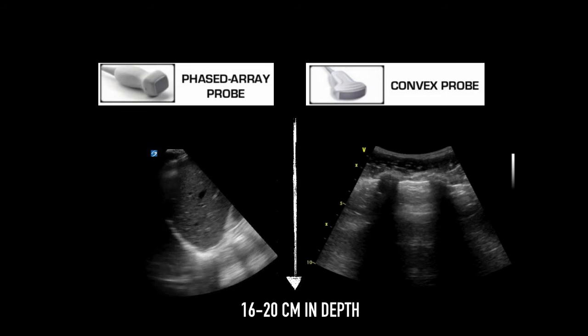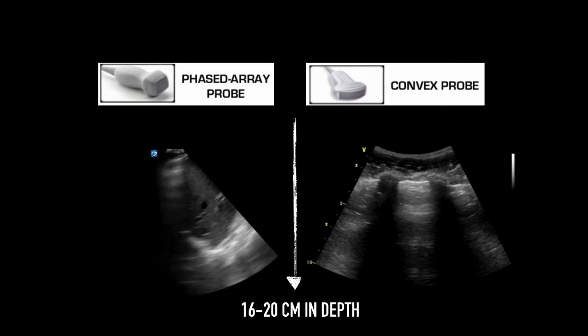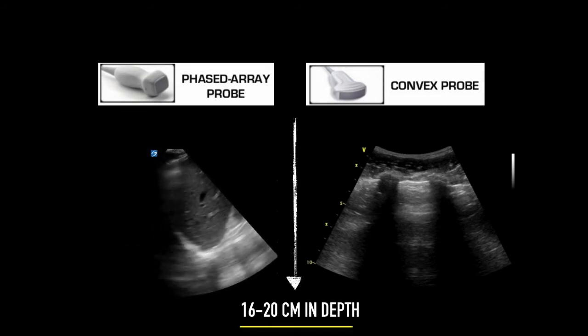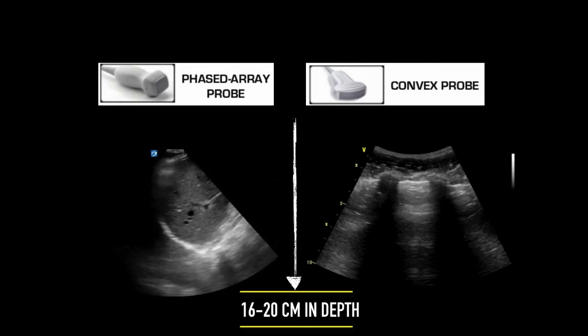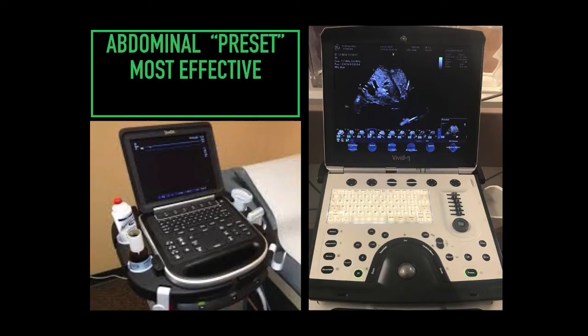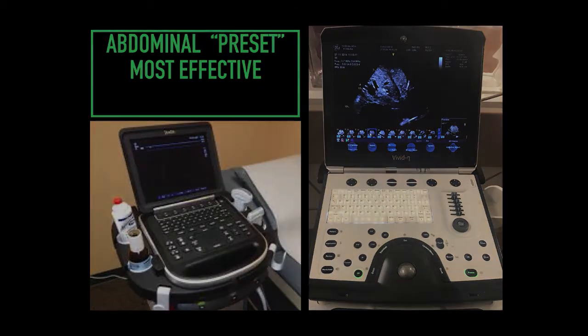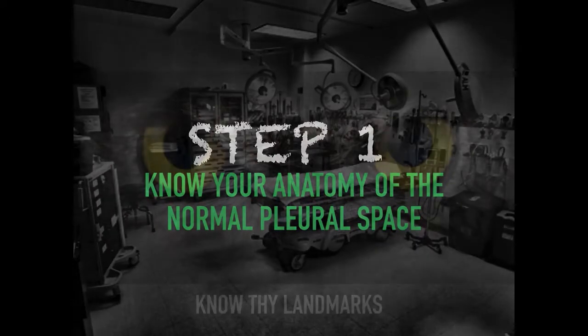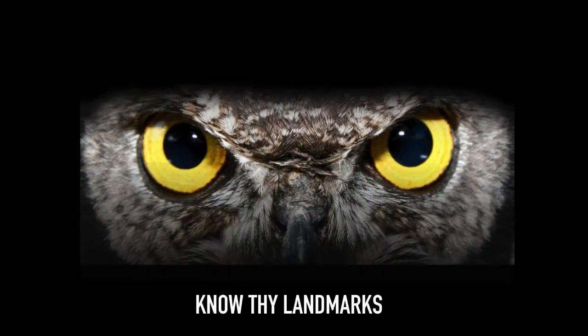Our goal for assessing the thoracic space should be aiming for a target depth between 16 to 20 centimeters. Again, keep in mind the coronal plane divides the dorsal and ventral portions of the body. On most machines, the abdominal preset is the most effective mode. And this again will keep the probe marker screen left. Knowing your landmarks for assessment of hemothorax is critically important.